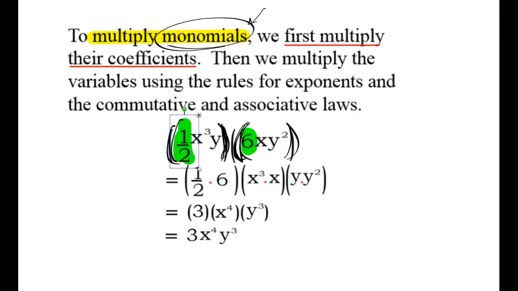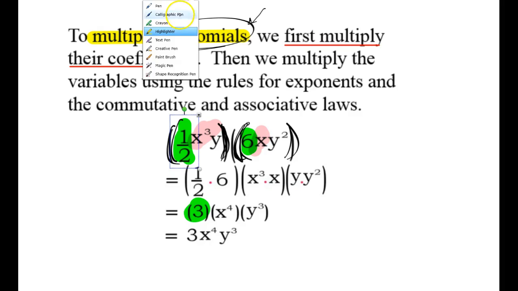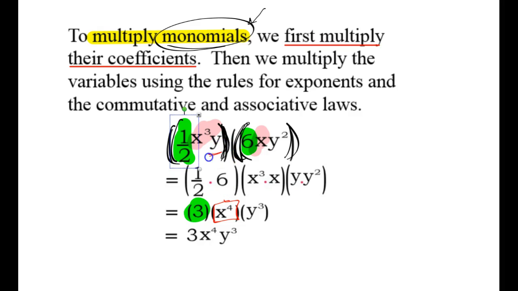Half of 6 is 3. Then you pick out the x's. So I got an x cubed and an x term, and if you multiply those together, remember you rewrite the base and add the exponents. So that's x to the 4th. And likewise, y times y squared is y cubed. So we're just kind of rearranging these using the commutative property. It's 1/2 times 6 times the x's get multiplied together times the y's get multiplied together.